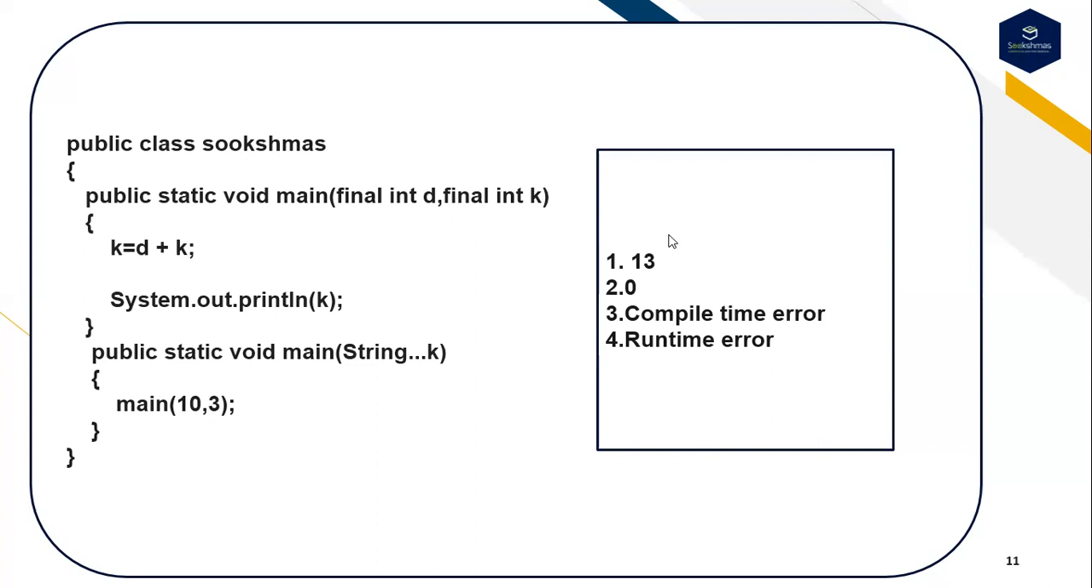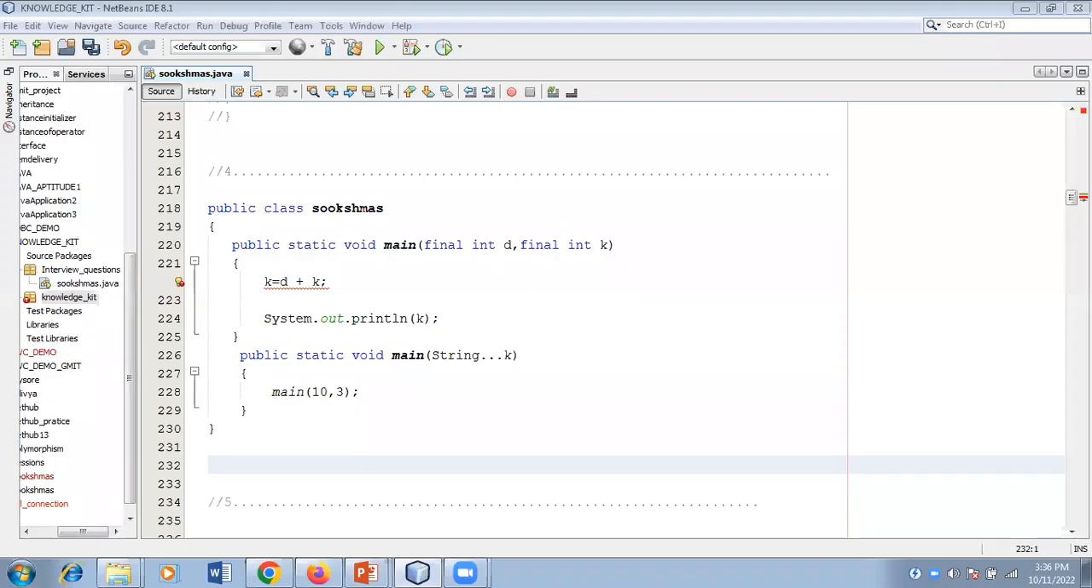Now predict the output of this code. 13 and 0. Third one is compile time error. Fourth one is a runtime error.